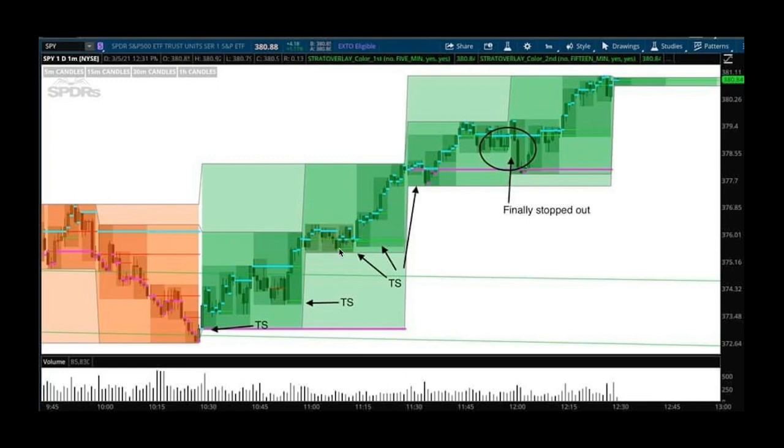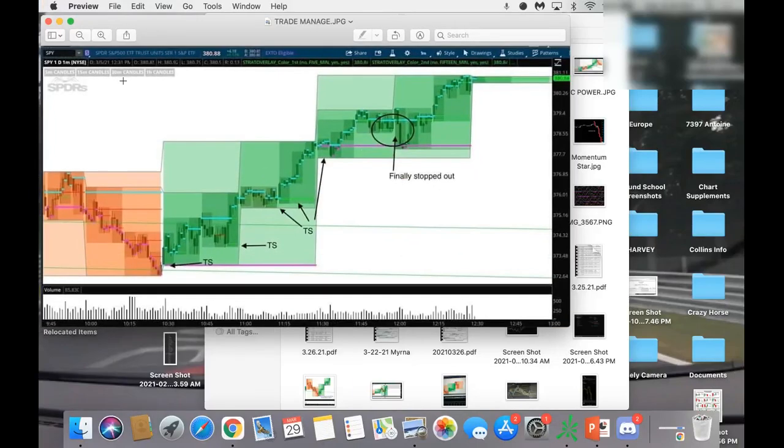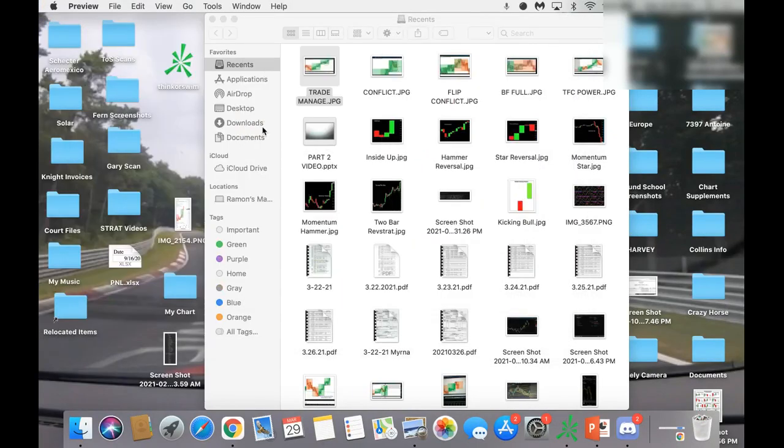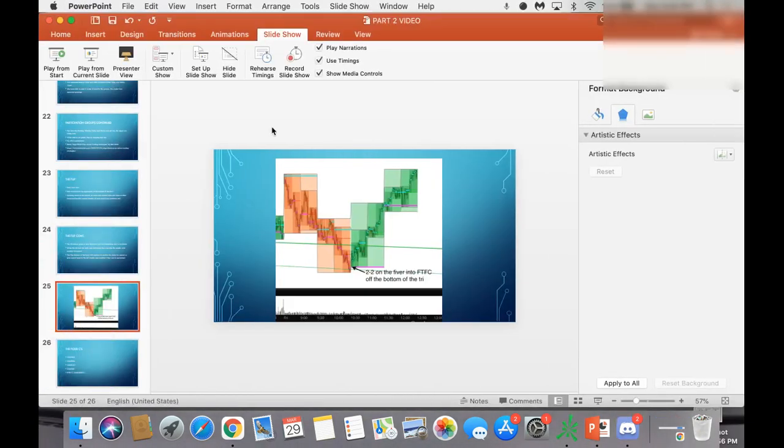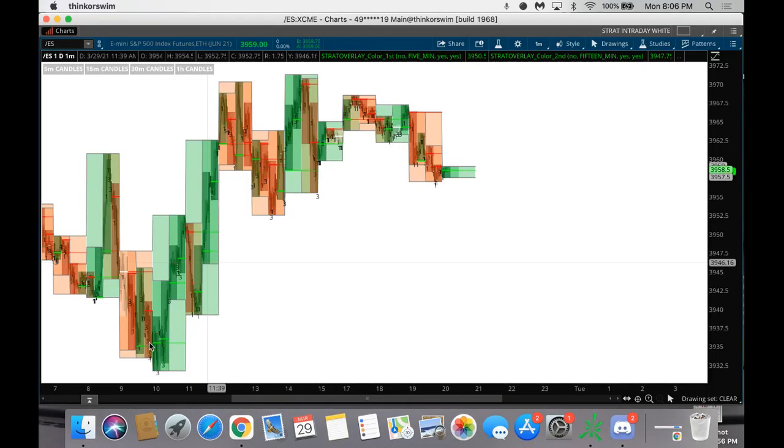So you are more exposed, but you are also more exposed to continuation if you're trailing, in this case, the bottom of the 15ers. If you're trailing the bottom of the half hours, or the 1 hours in this example, you never got stopped out. Now, that doesn't always play out that way. If things are really, really volatile, it frequently does. Look at this here.